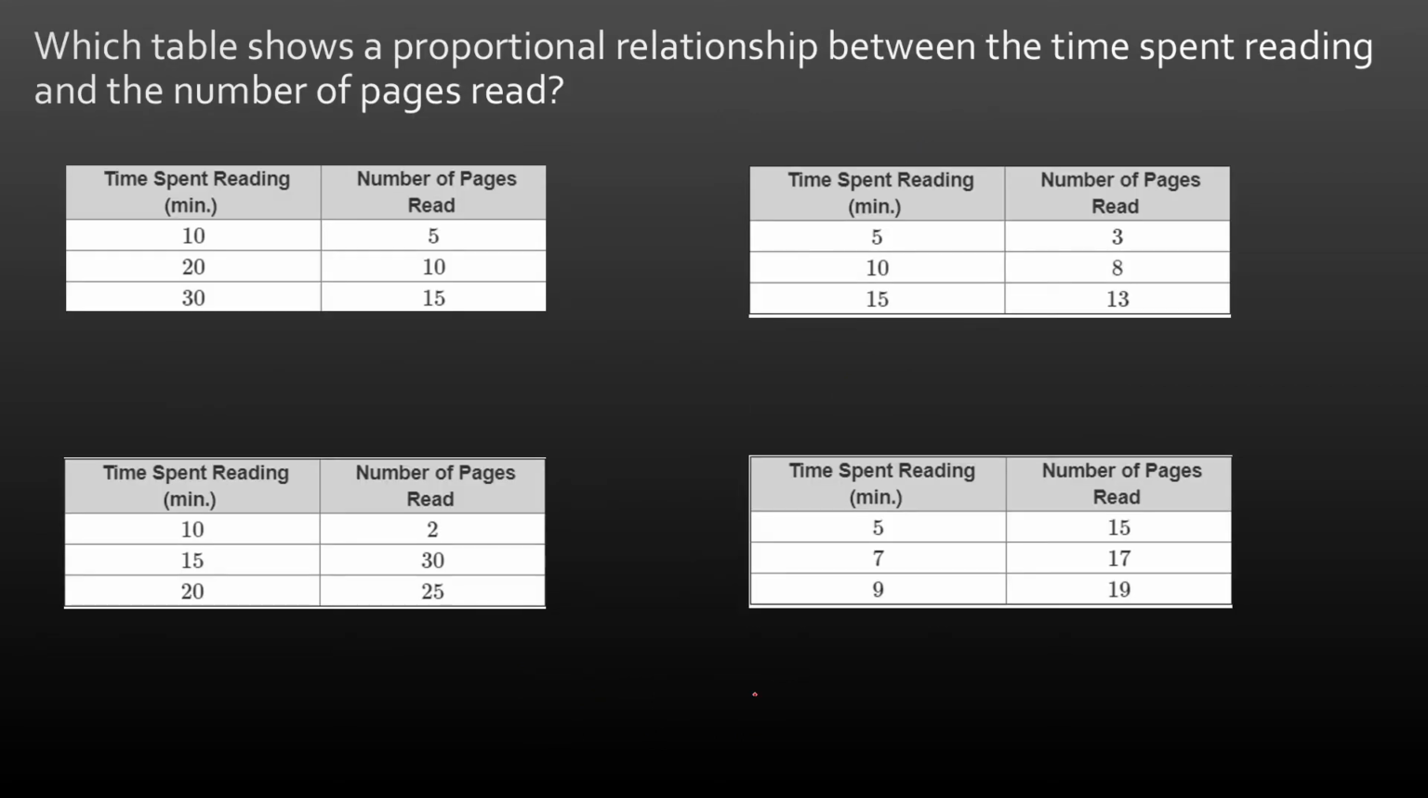Next question says, which table shows a proportional relationship between the time spent reading and the number of pages read? For this problem, what you want to do is type into your calculator all of your y over x ratios and see which table gives you the exact same simplified number. When you're looking at a table, your x is going to come first, okay, and your y is going to come second.